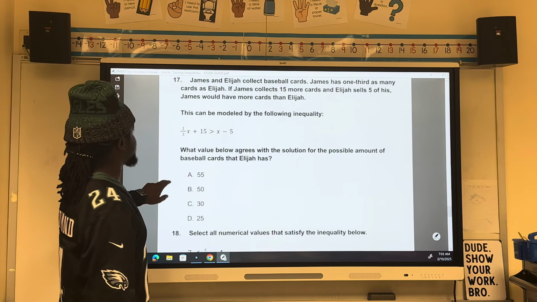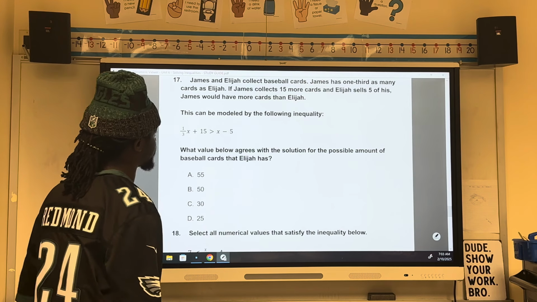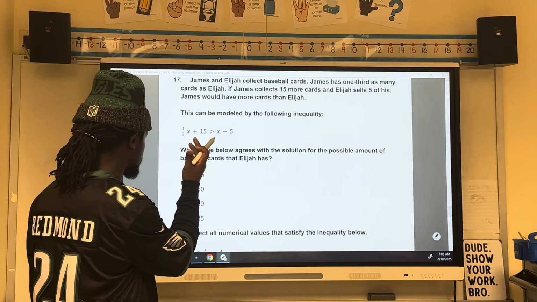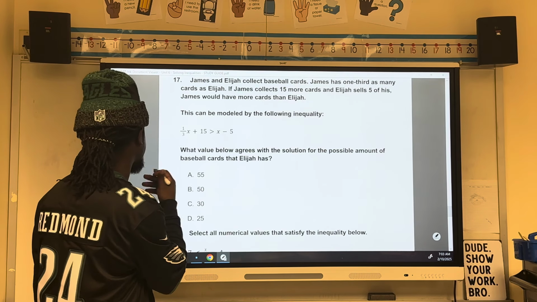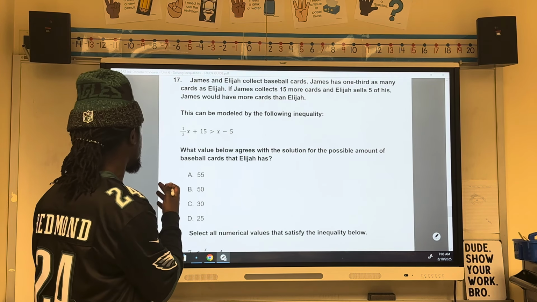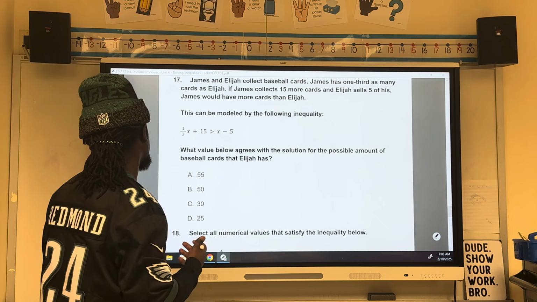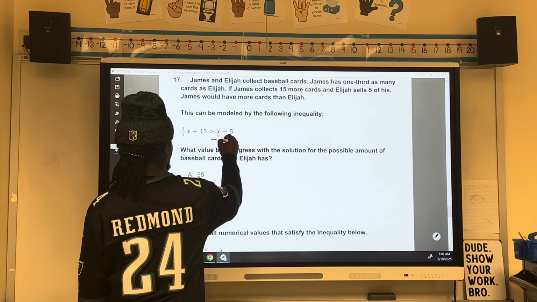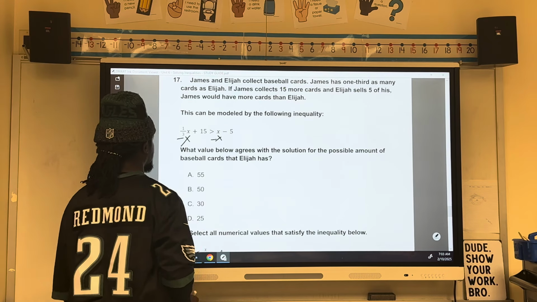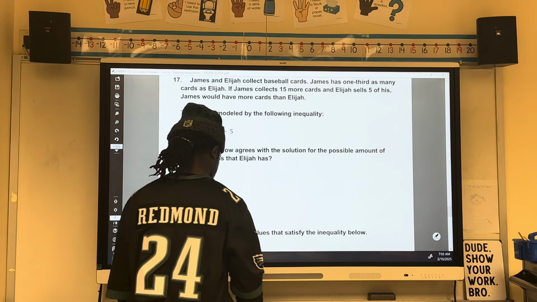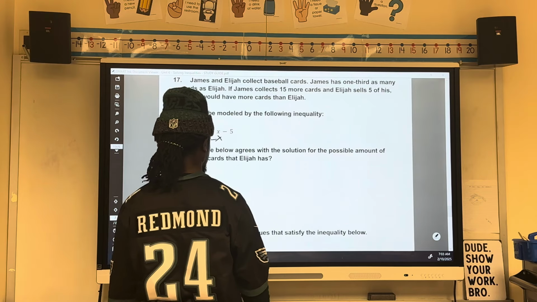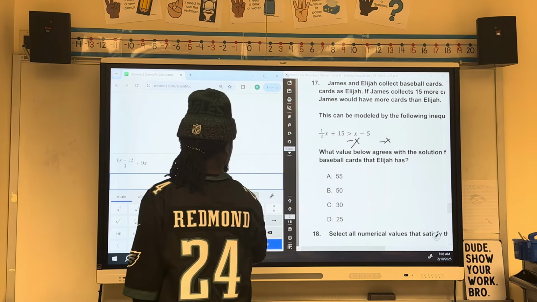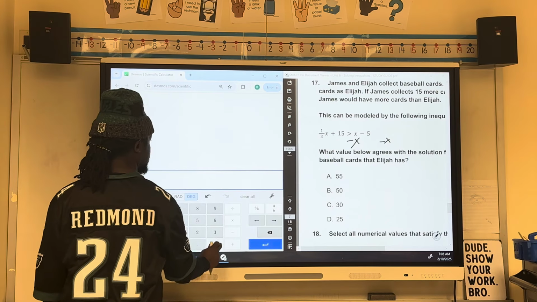All right, James and Elijah collect baseball cards. James has 1/3 as many cards. If James collects 15 more and he sells, this is the inequality. We just gotta solve the inequality and then figure out which one would make it true, all right? So I'm gonna start by getting the x's by itself, subtract the x, all right? So when I do that, okay, so we got 1/3 x.